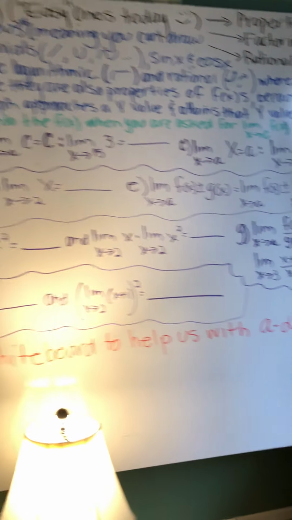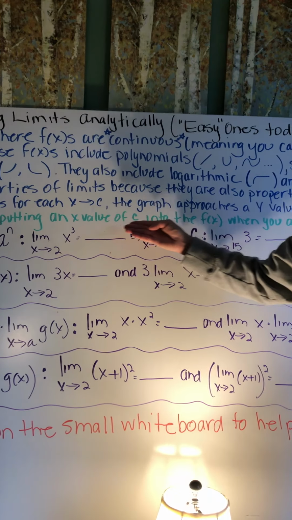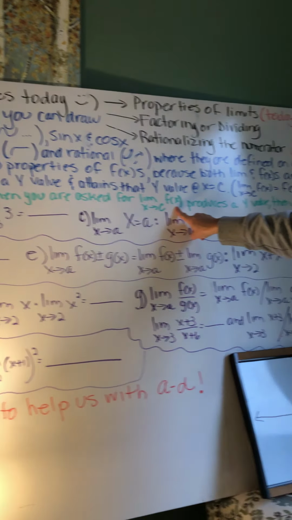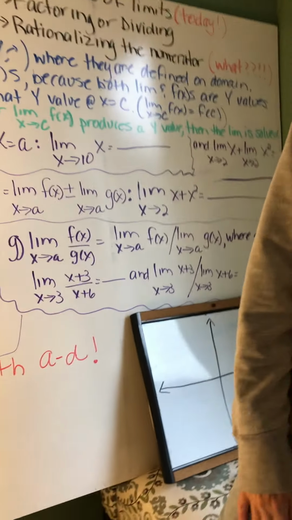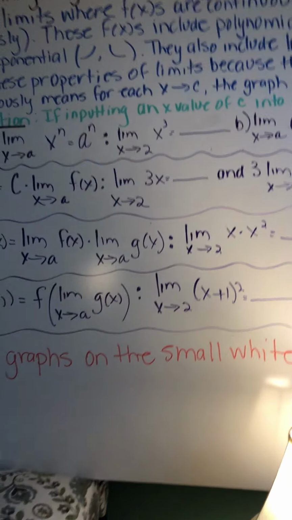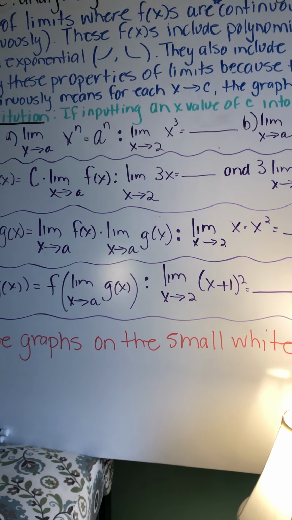Okay, so direct substitution in green. If inputting an x value of c into the function, when you are asked to solve the limit, produces a y value, then you have solved the limit. So let's take a look in purple at what that means. I will be using a little whiteboard to help us too for the first 4 problems, and then we'll just roll from there.